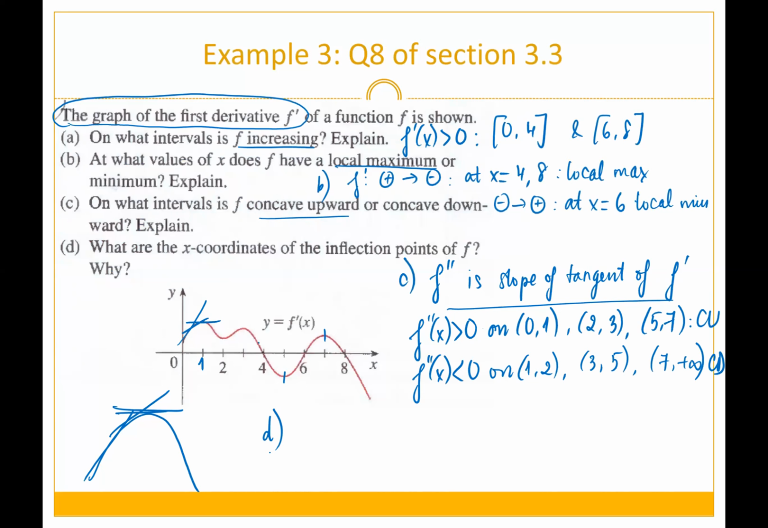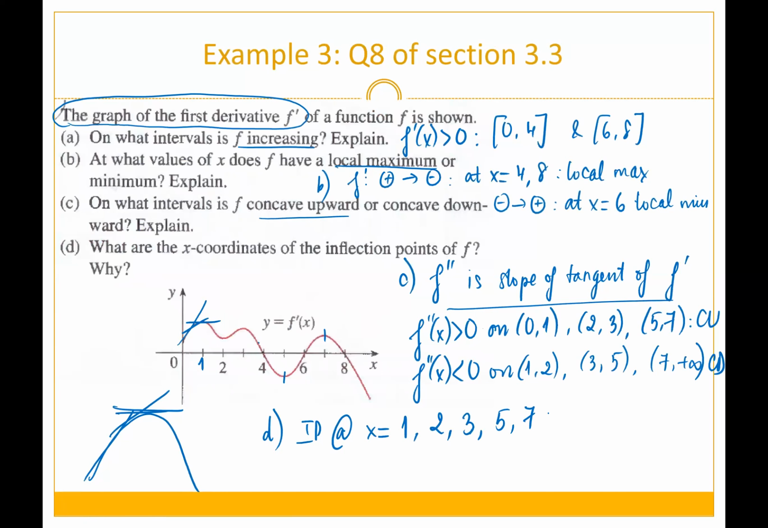Now D: what are the x-coordinates of the inflection points? Clearly, you can see that f double prime of x changed from positive to negative at x equal to 1. Again, at 2, why? Because at 2 you change from negative to positive. And at 3, from positive to negative, then at 5. And finally, it's at 7.